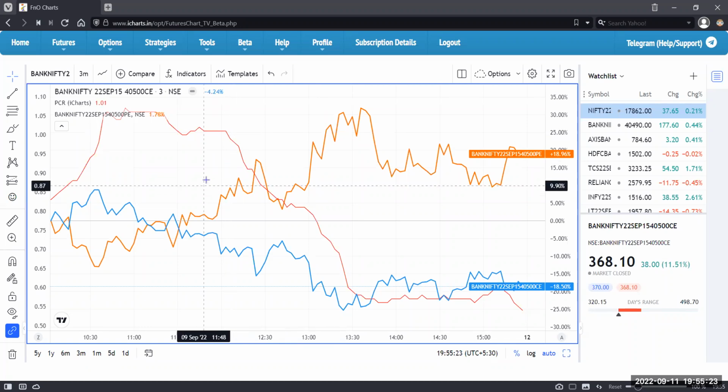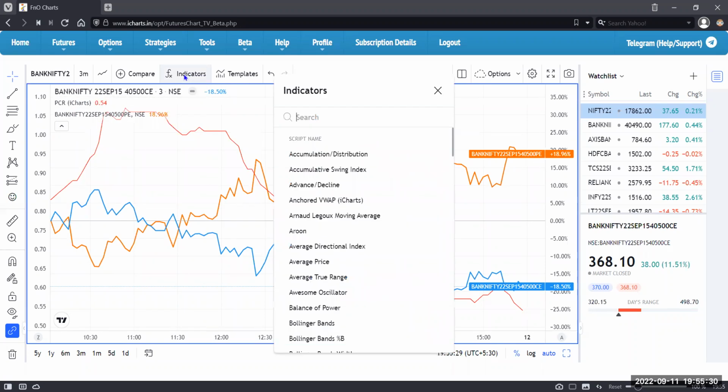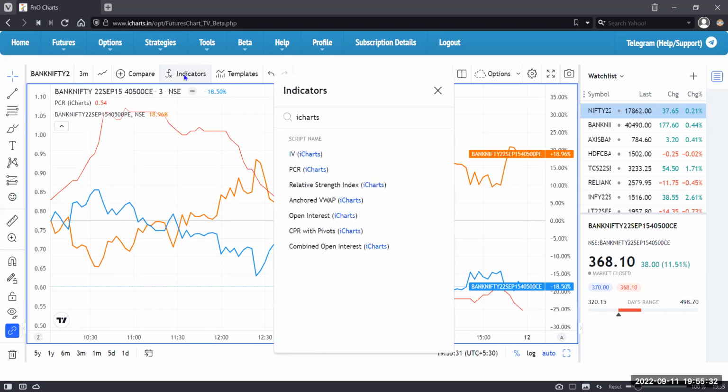Okay, so this is about options charts also. The thing to remember, again, just to repeat, is that all these indicators, when you plot them on option charts, will use options data. So IV will be options IV, PCR will be that strike's PCR, open interest will be this particular option's open interest, and combined open interest will also be this option's open interest across all expiries.